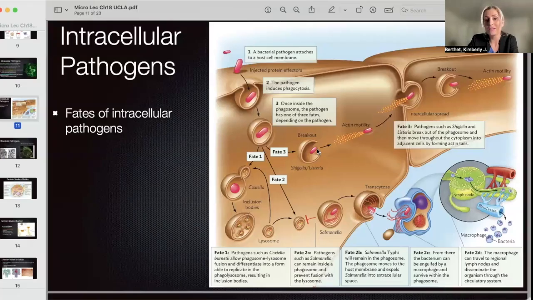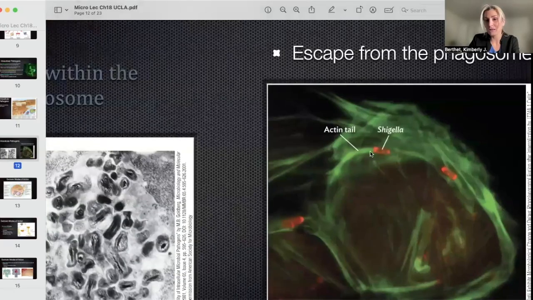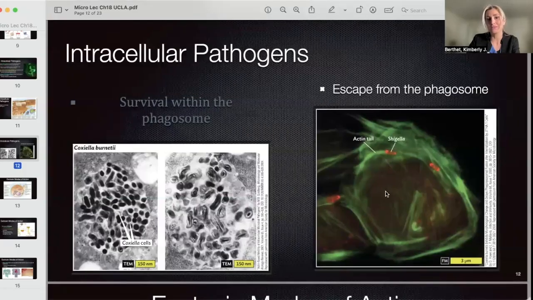In fate 3, we can see something like Shigella or Listeria. They actually break out of the phagosome and they build an actin tail. It's this actin tail attached to it that is assembled, and it jets its way through cells. We can see it moving from one cell to the next cell with this tail. The next image we're going to see here is that actin tail. Here's Shigella, and this is that actin tail that's assembled, and this is how it's swimming through cells. It can escape the phagosome this way and push its way through the cells.